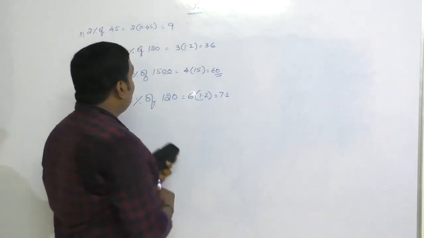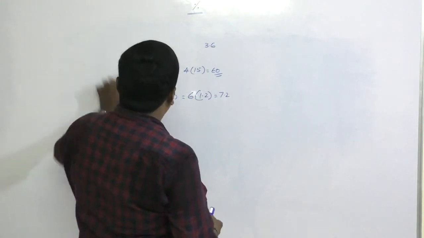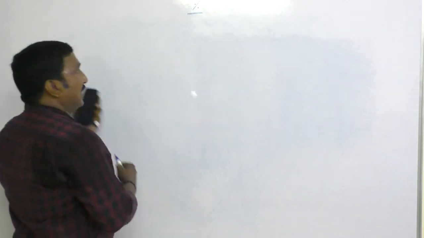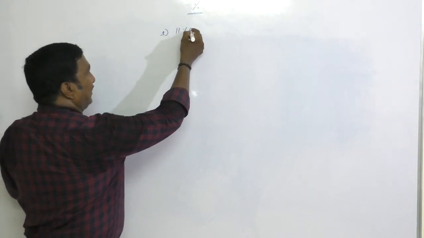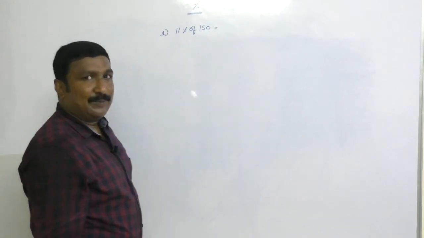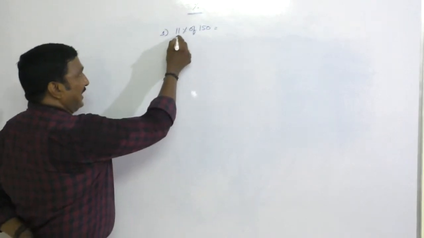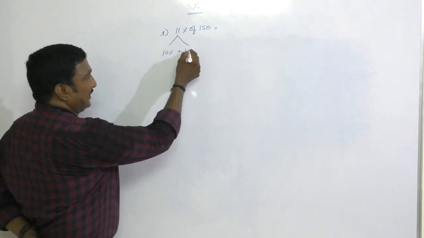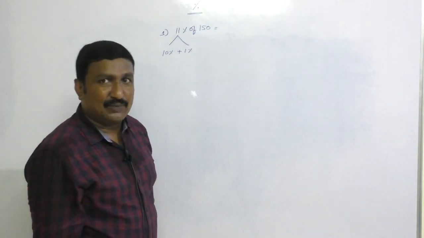Now suppose I want to calculate some other values. Suppose I want to calculate 11% of 150. So how to calculate the 11% of 150? 11% can be written as 10% plus 1%. Okay, no friends? 11% is nothing but 10% plus 1%.